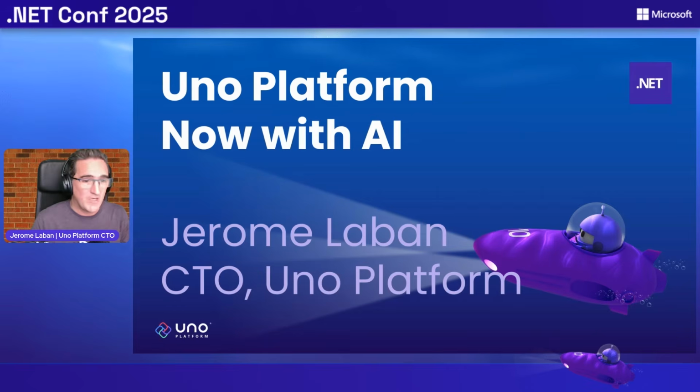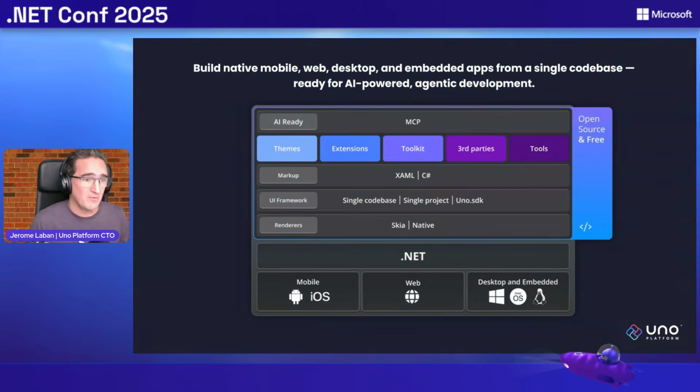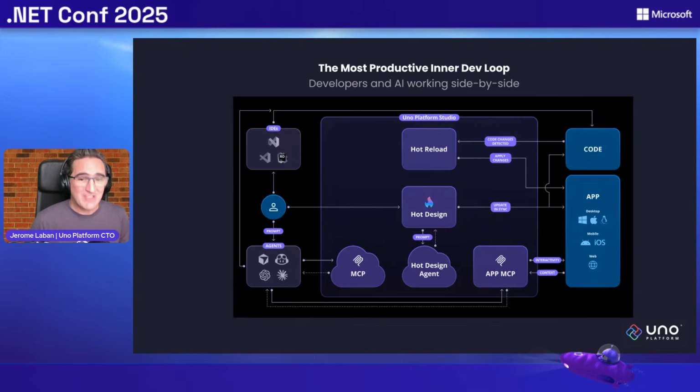But before we start, let's talk about what Uno is. Uno gives you the ability to build native web, mobile, and desktop applications using C# and XAML. It's cross-platform, it runs everywhere .NET runs, and it's free and open source. This year, we're adding AI features on top of everything else that we've been adding since 2018 for Uno Platform.